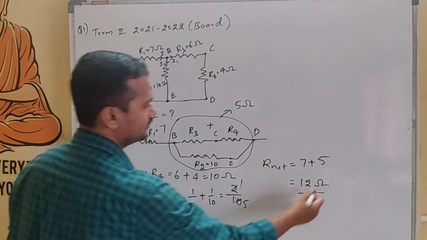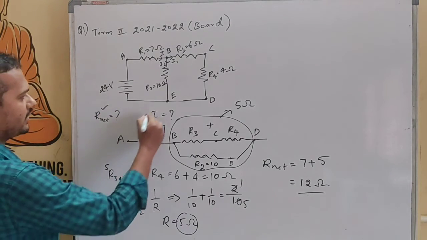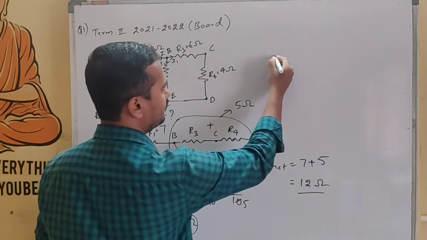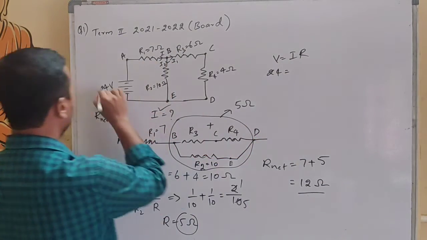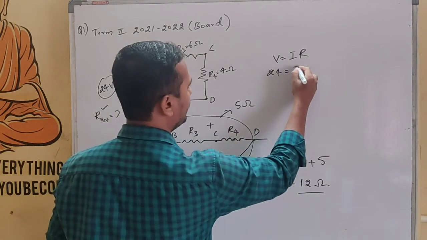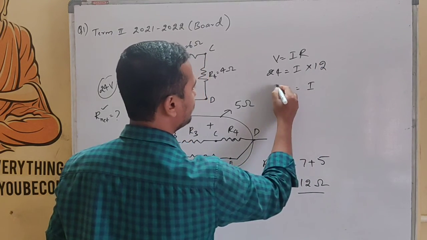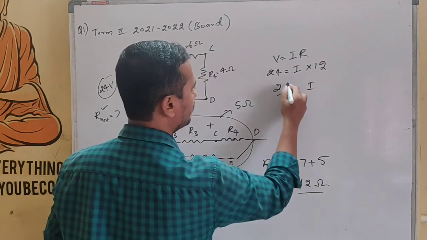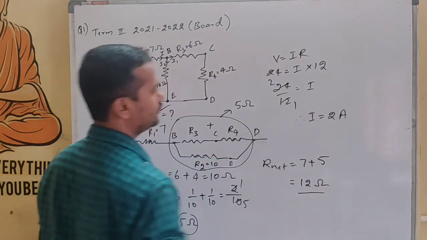So this is our net resistance, which is equal to 12 ohm. We got R net and we need to find I. From Ohm's law we know V is equal to I into R. Here V is 24, I we need to find, and R is the net resistance, 12. So I is equal to 24 by 12, so I is equal to 2 ampere.